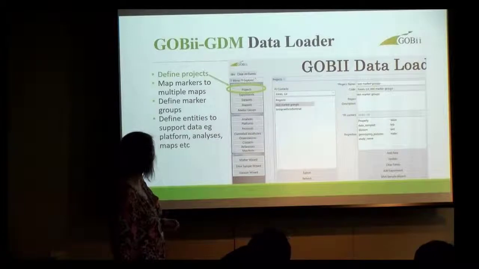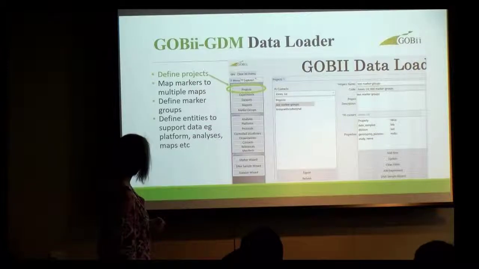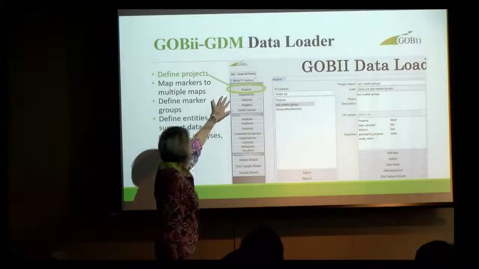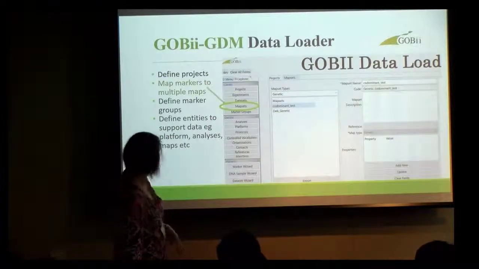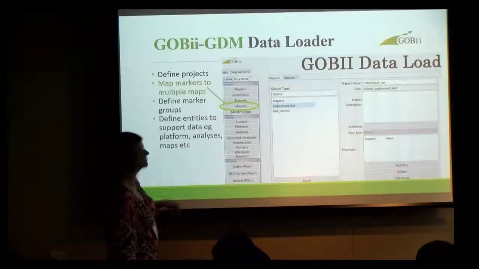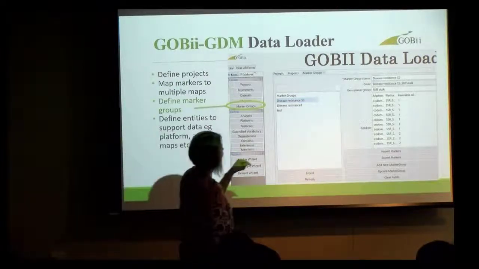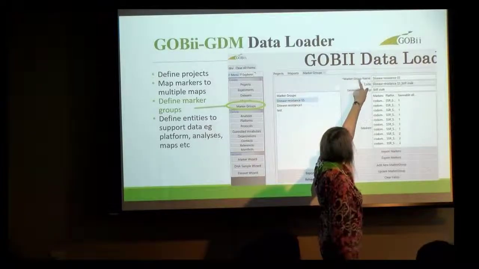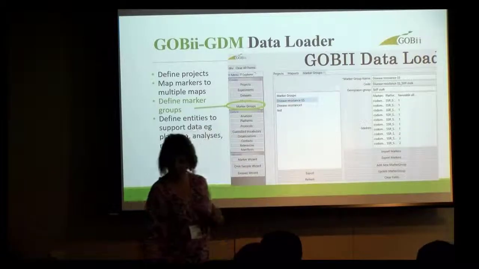Okay, I'm going to skip pretty fast through these because Deb's going to show you how that looks in real life this afternoon. But this shows the GOBii data loader. This is where you set up your project, an experiment and data set. You can set up map sets, and they can be genetic or physical map sets. So those are just maps, genetic and physical maps. You can define your marker groups in here. So you see that you've got a marker group name, a disease resistance, and then you just load markers to it and the favorable alleles.